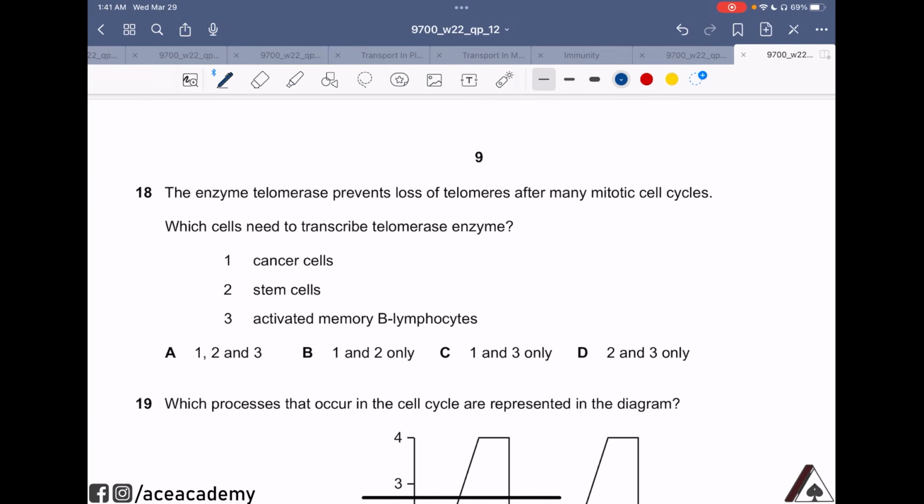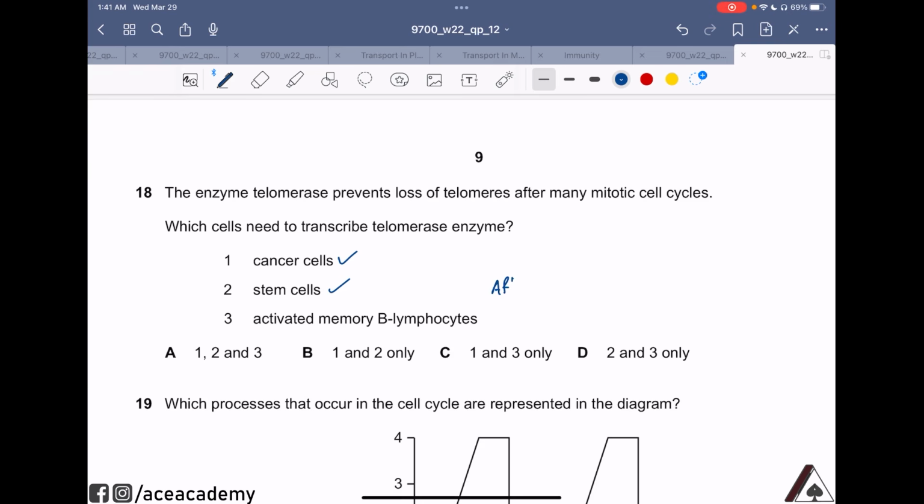Number 18, the enzyme telomerase prevents loss of telomeres after many mitotic cycles. Which cells need to transfer telomerase enzyme? Number one, cancer cells. This is correct because they have to divide a lot of times. Stem cells, this is correct as well. Then activated memory B lymphocytes.